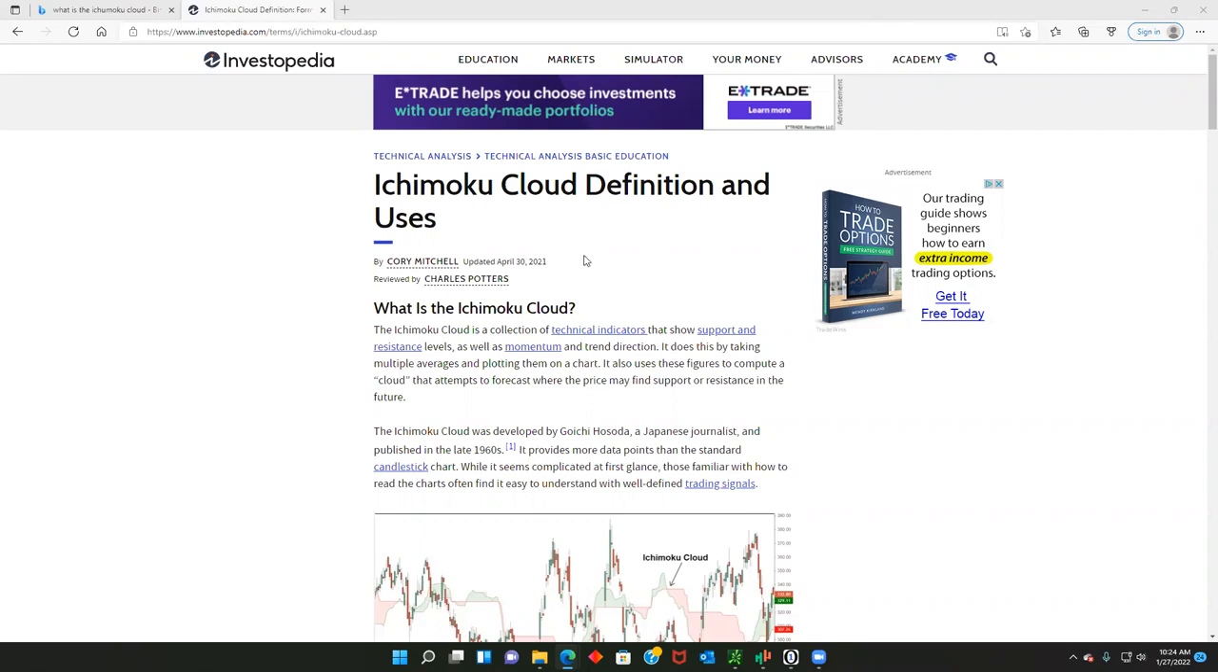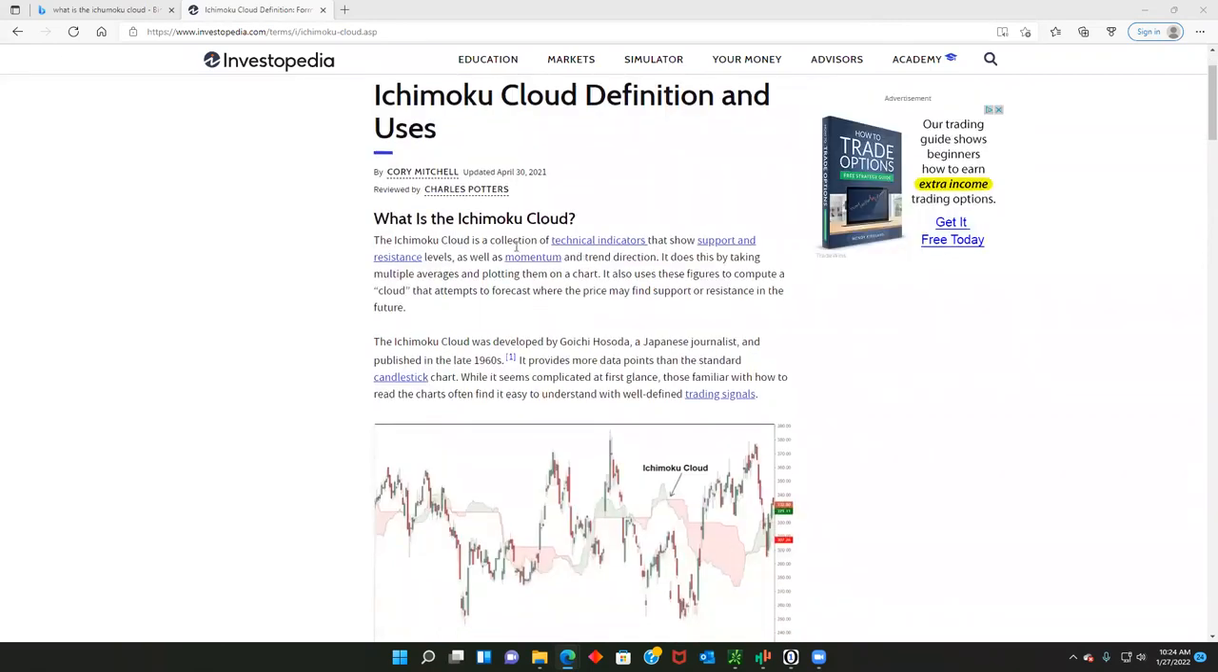It's not fun. Anyway, the cloud is a collection of technical indicators that show support and resistance levels, as well as momentum and trend direction. It does this by taking a whole bunch of multiple averages and plotting them on the chart. And it also uses figures to compute a cloud that attempts to, big word here, forecast where the price may find support or resistance in the future. Well, great. What does that mean?